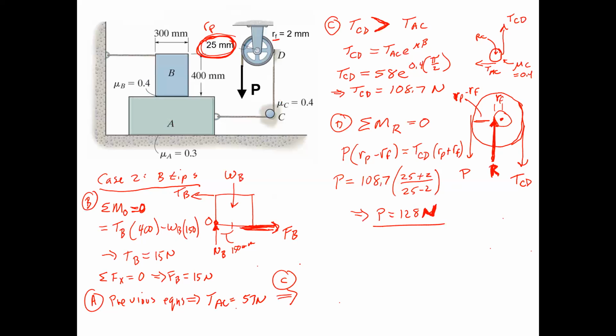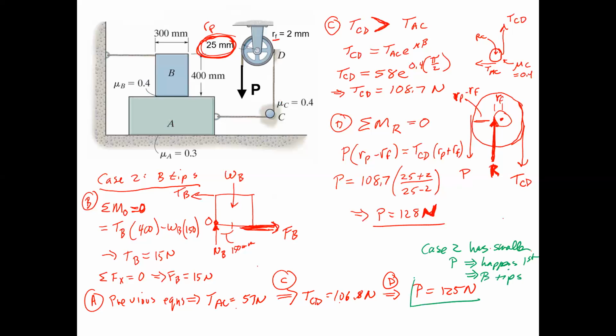And then we can go look at C and find that TCD must equal 106.8 newtons. And then we can look at D and find that the P for that is just 125 newtons. So case 2 has a smaller P. So therefore, it happens first. So therefore, B tips. And our final answer is 125 newtons.